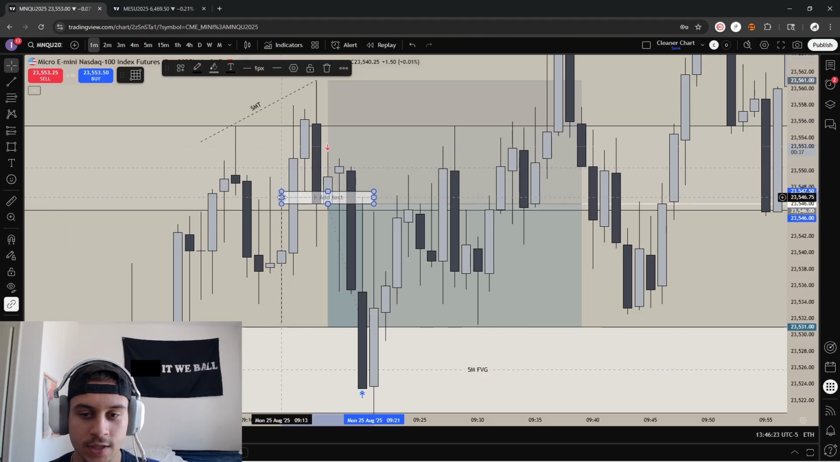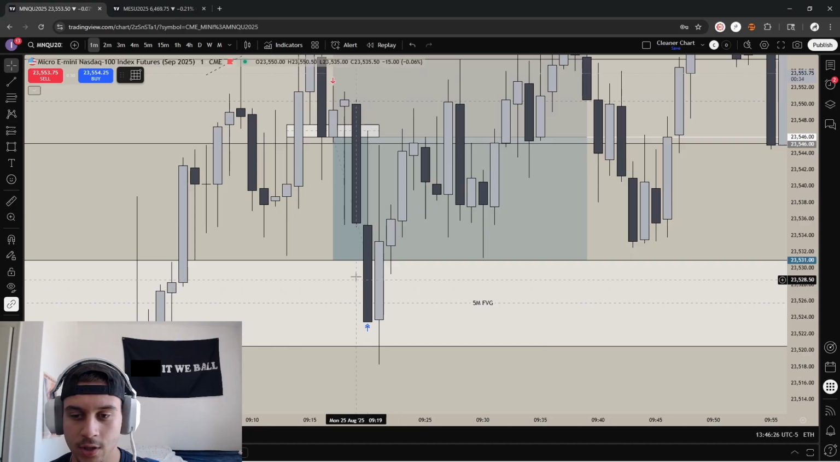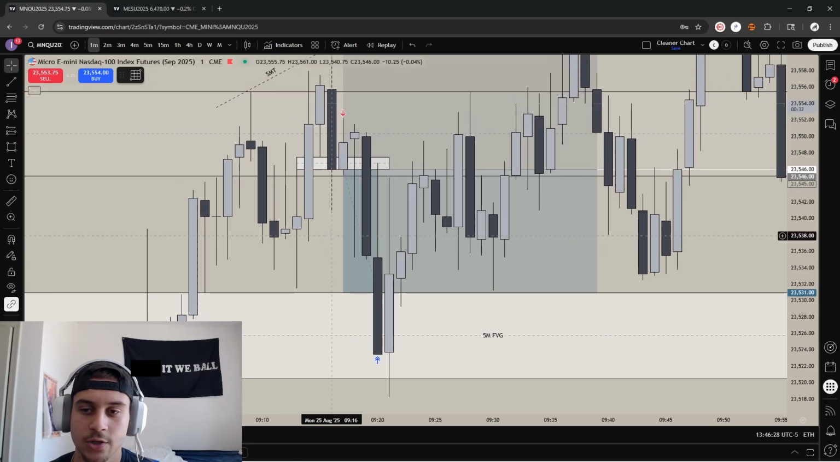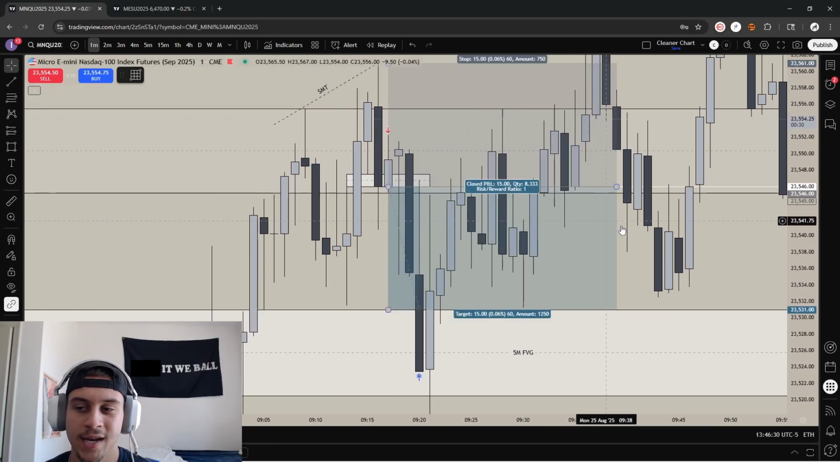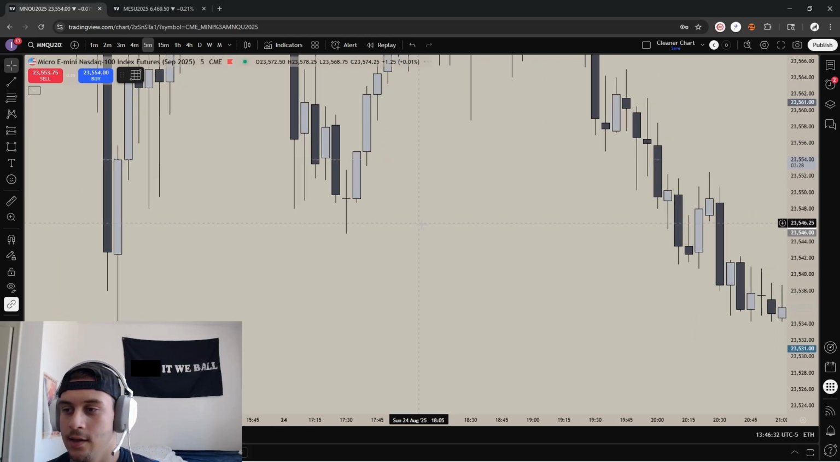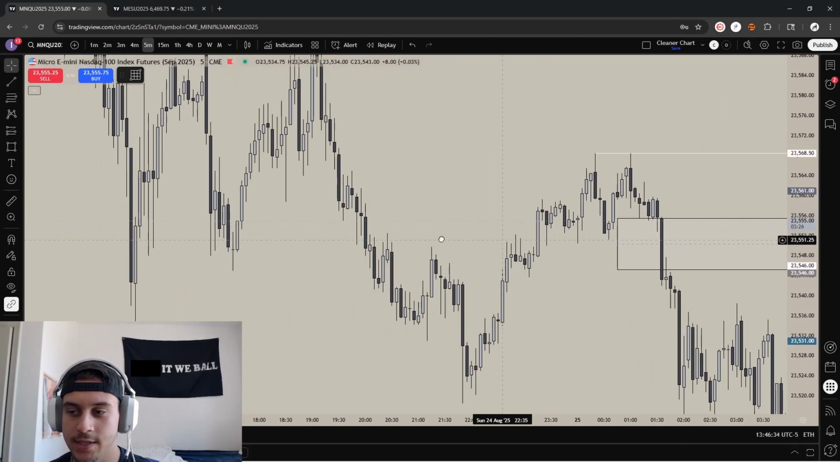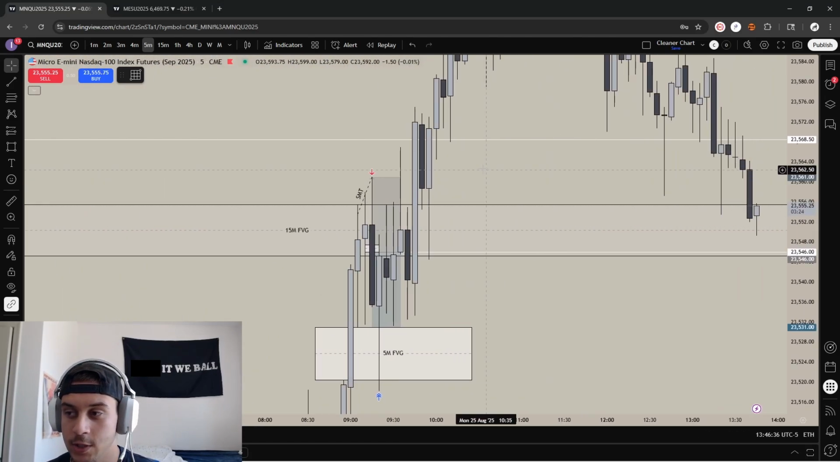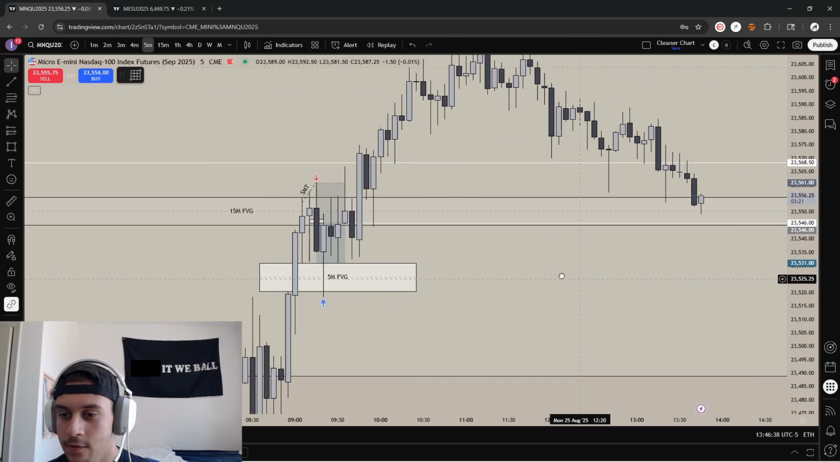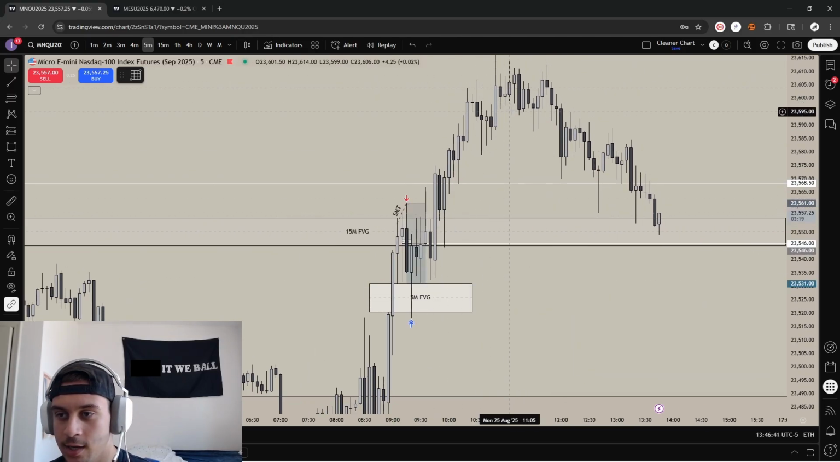And unfortunately, I did get wicked out before continuing lower, right? Something to improve upon, but honestly, I'm not even really mad about that, because again, I was just playing it safe, and that's better than losing a trade. So for the rest of the day, as you can see, we just slowly chop, chop, chop.